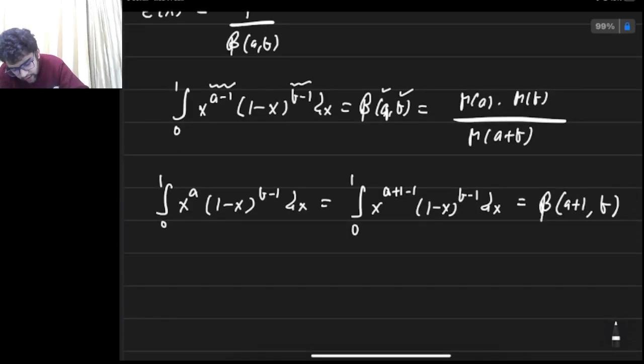Here I have x to the power a, so x to the power a can be written as x to the power a plus 1 minus 1, right? So this gives me a plus 1 here, and this is as it is b minus 1, so this gives me b here, right?